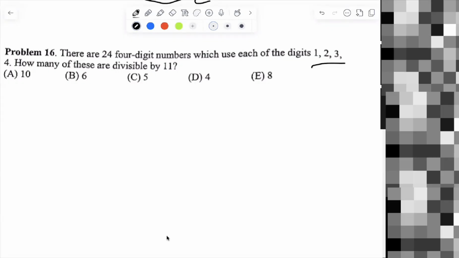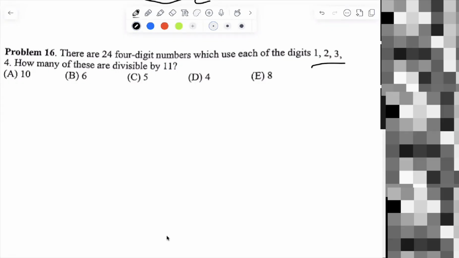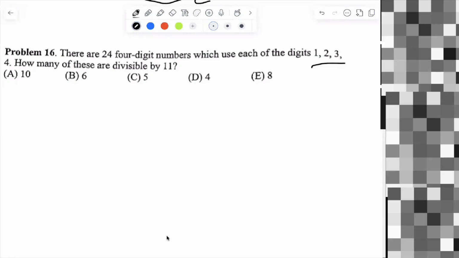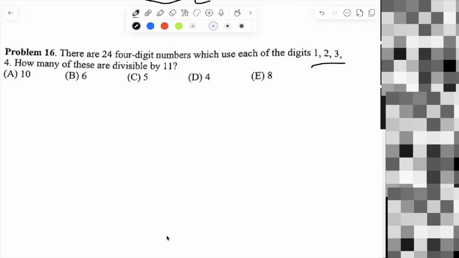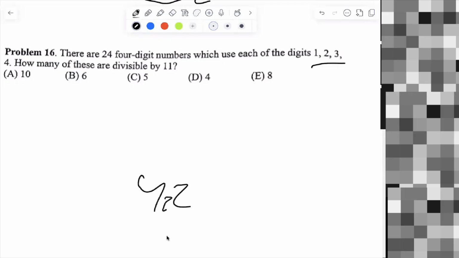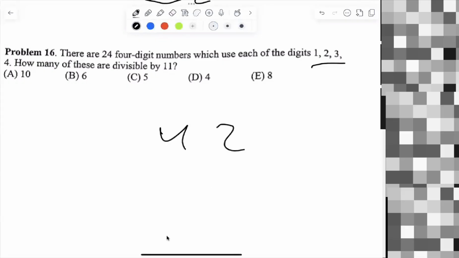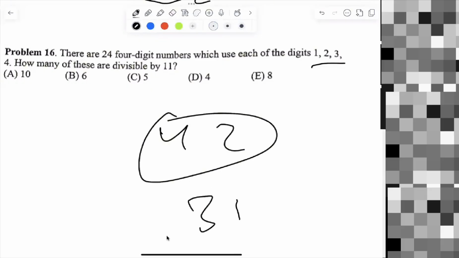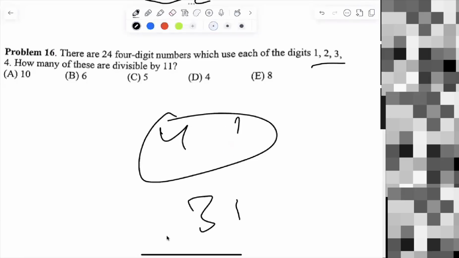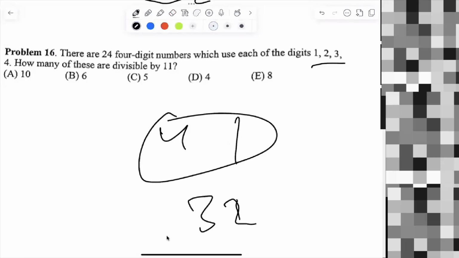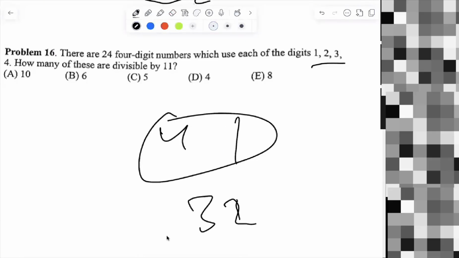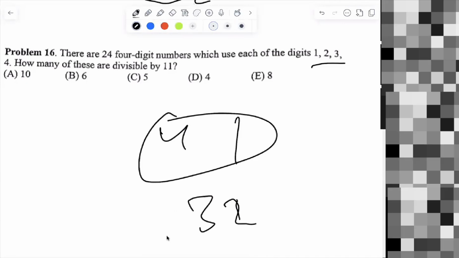Naturally, there is only one way to do this. There's only one possible way to do this. The pair has to be 4, 2, and 3, 1. I mean, 4, 1, and 3, 2. My bad. So that's 4, 1, and 3, 2. So these have to be the pairs.